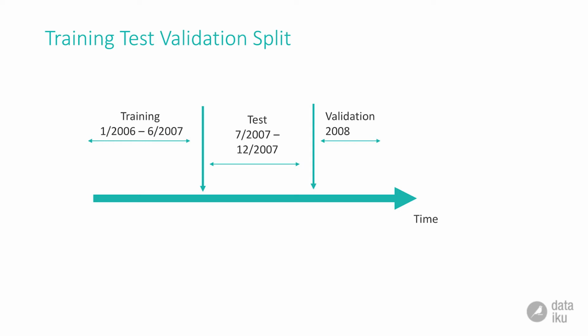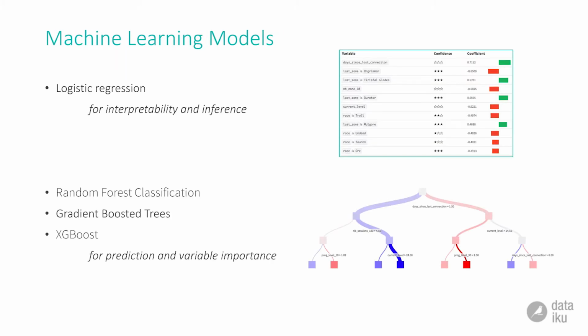Now, the next question is, when you set up this kind of train, test, and validation, what kind of machine learning algorithms do you actually want to use? Again, we're going to get into more detail when I zoom into the actual demo, but there are two different classes of algorithms that I was interested in looking at for this project.